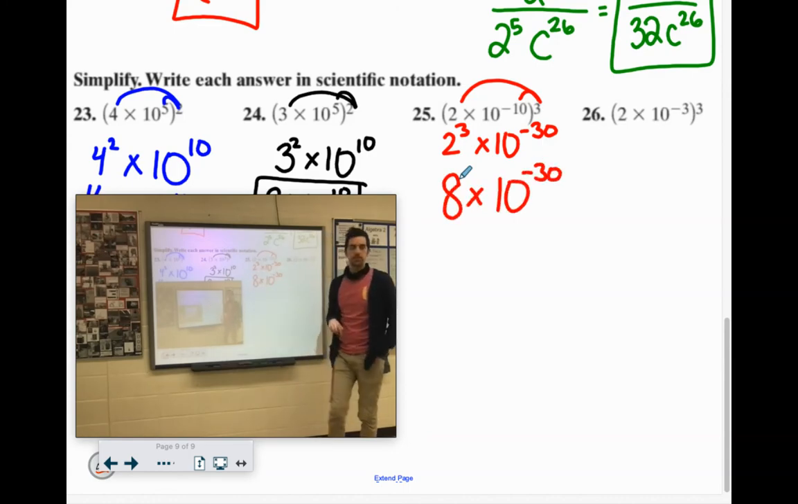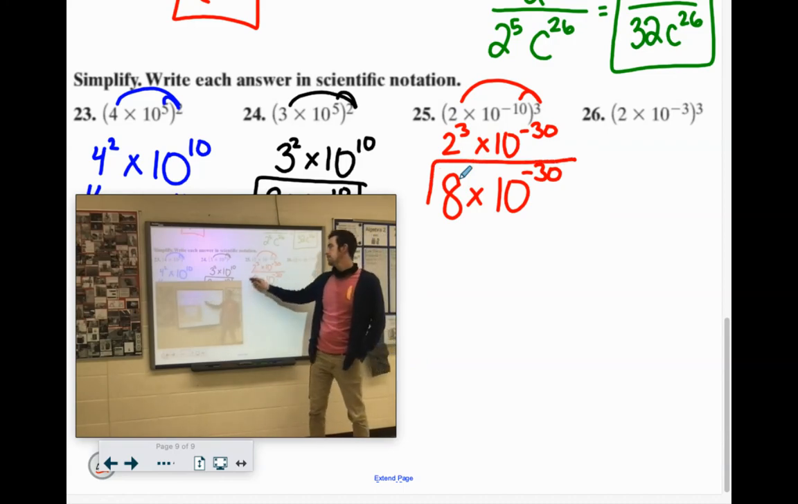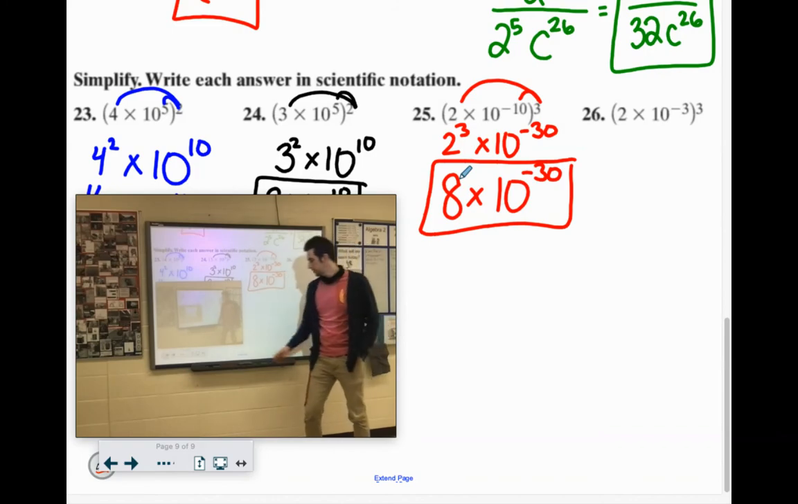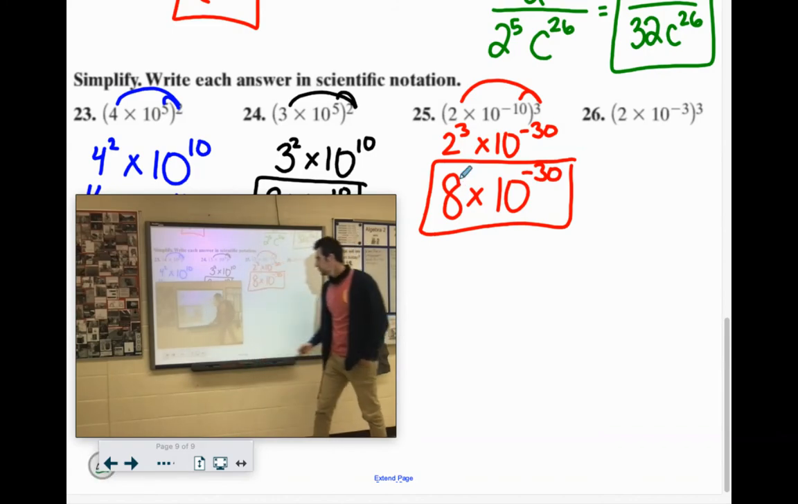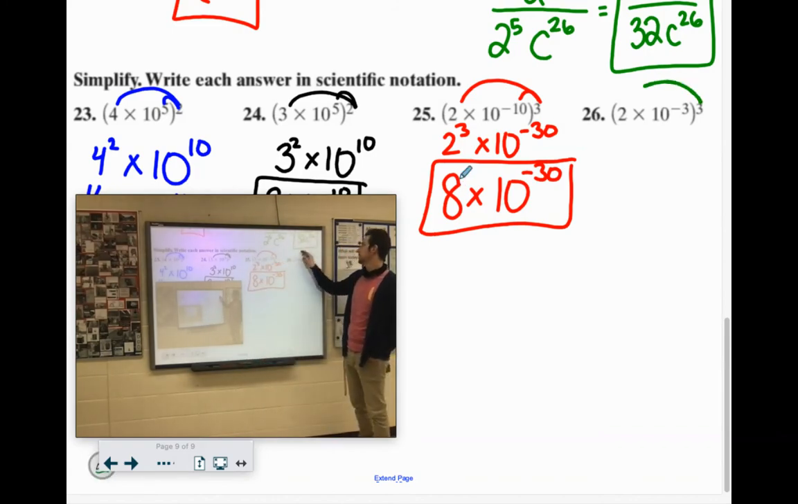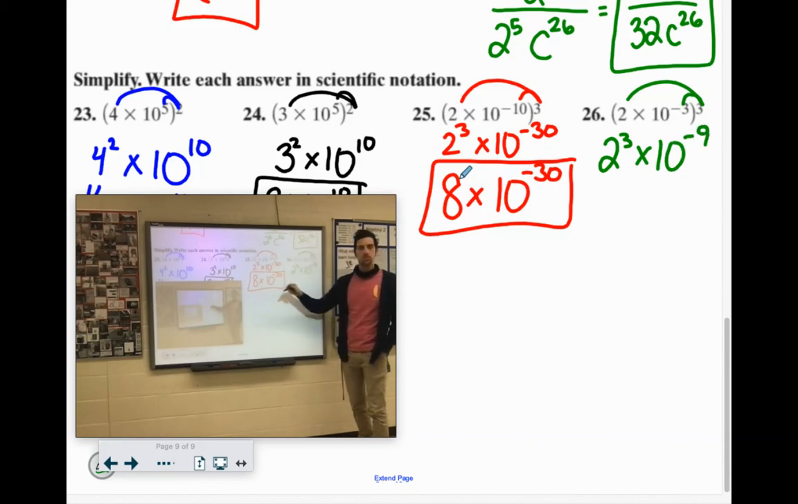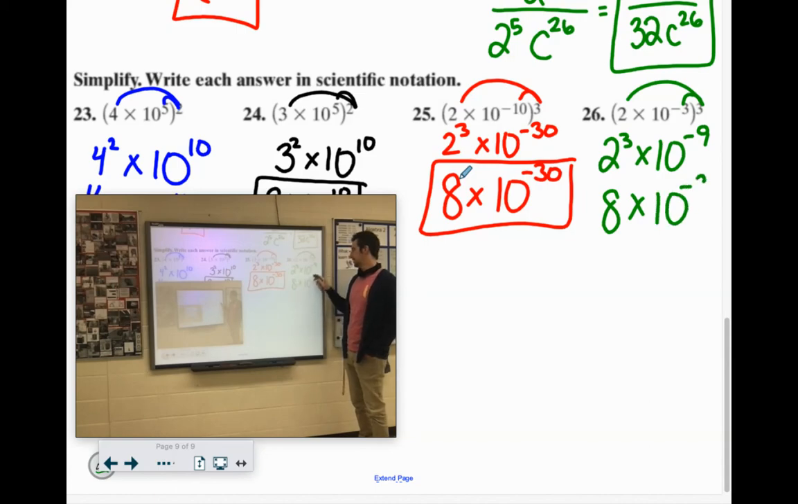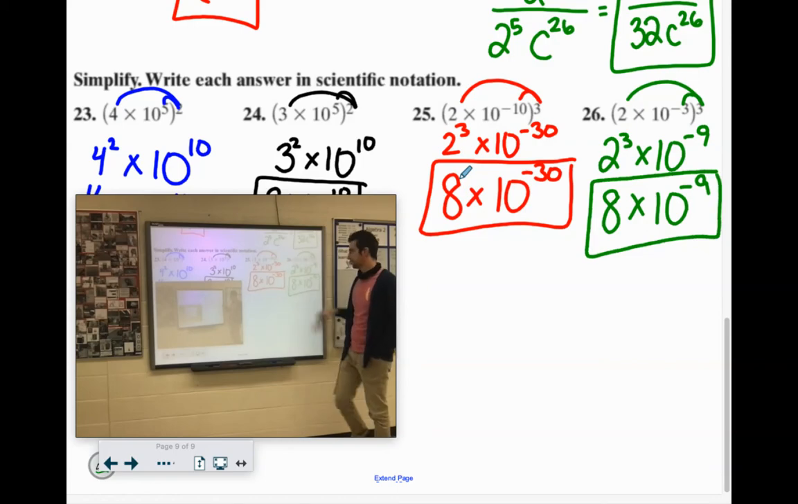Does that work for scientific notation? Yes, it does. This is the only time you're allowed to have negative exponents. It's in scientific notation. All right, same thing here. We need to give that third power to everything, so 2 to the third times 10 to the negative 9th. We just did 2 to the third, and it was 8 times 10 to the negative 9th, and that's fine for scientific notation.